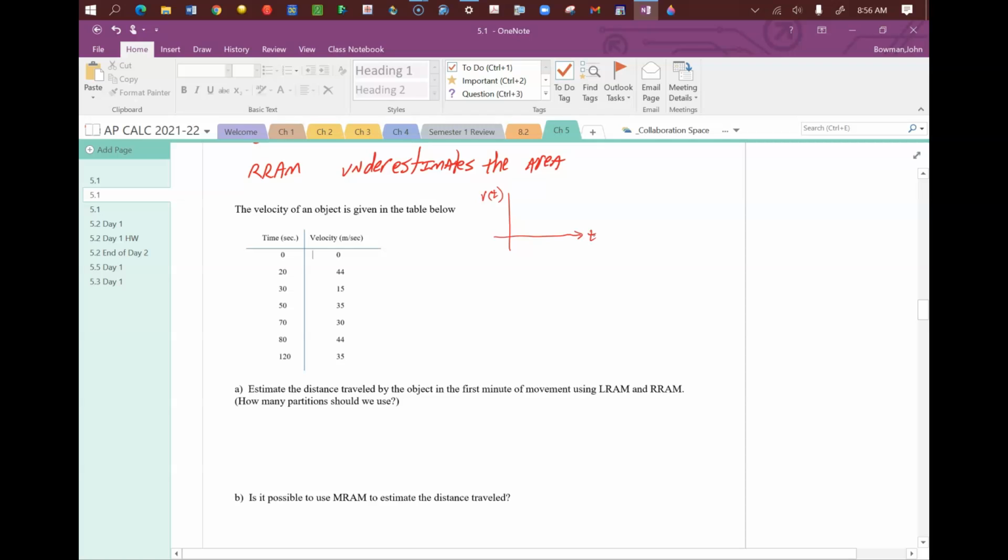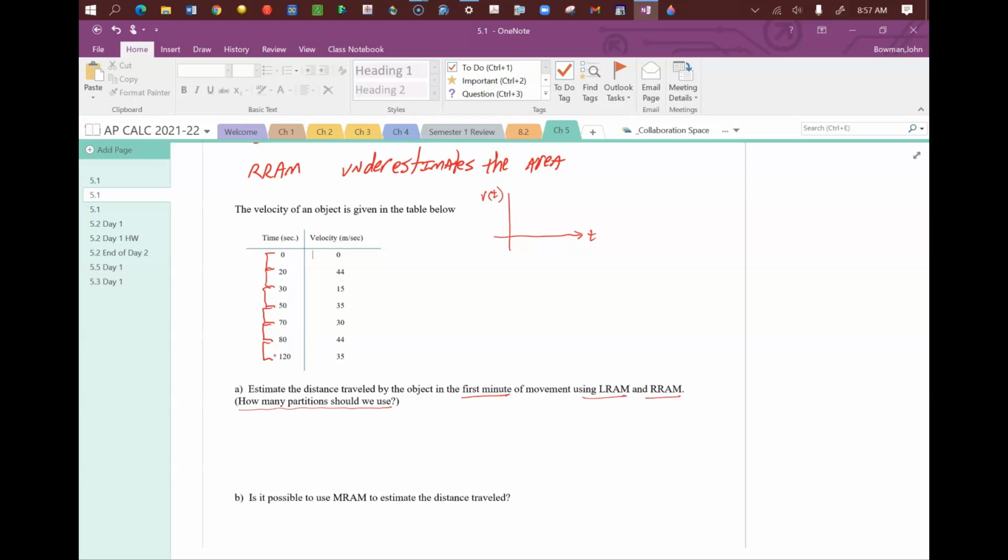So if we are going to use this data in this table to answer these questions, we have to pay attention to how we're going to do this. In part A, it says, estimate the distance traveled by the object in the first minute of movement using LRAM and RRAM. How many partitions should we use? Well, let's just make this simple and count off how many intervals we have. I'm drawing these markings here on the left-hand side, and as I count that out, we have 6 intervals. So we are going to use 6 subintervals, so to speak.